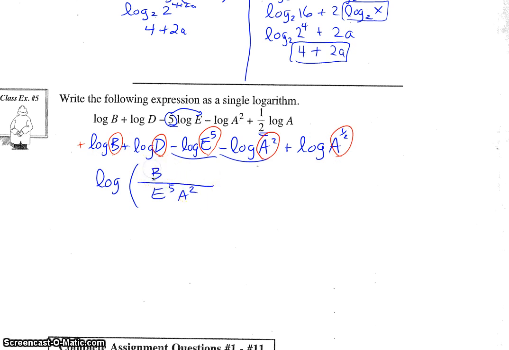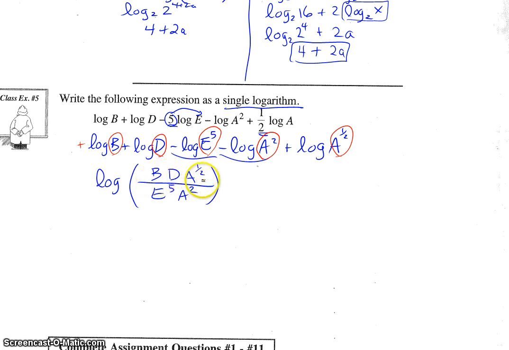So we would have b times d times a to the 1/2. Now notice I'm not putting multiply signs. If you write variables next to each other, it means multiply. Okay, that's actually looking pretty good. Technically, it's a single logarithm right now. We should just look and see if we can simplify anything further.